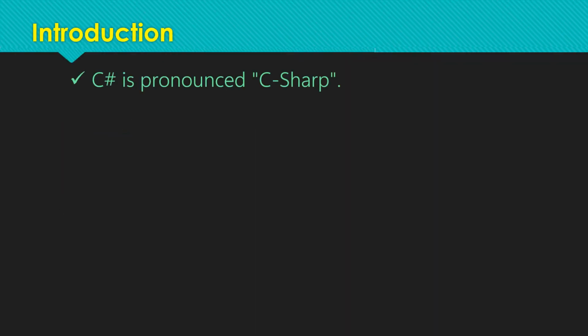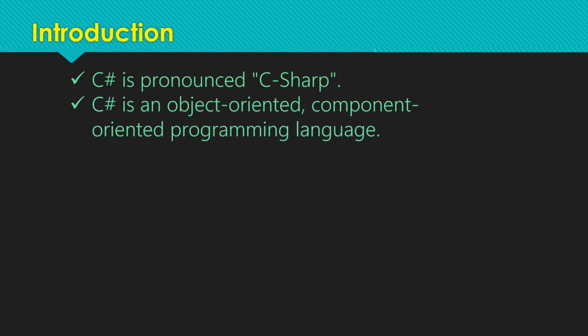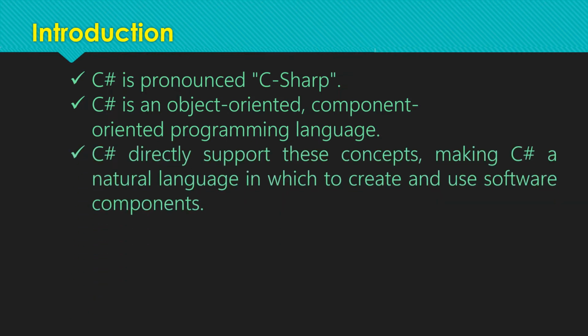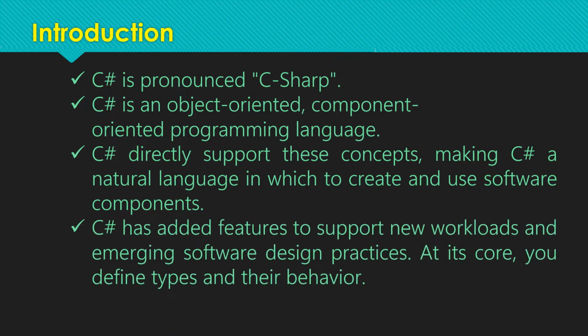Introduction. C# is pronounced as C Sharp. It is an object-oriented and component-oriented programming language. It directly supports these concepts, making C# a natural language in which you can create and use software components. It also added some features to support new workloads and emerging software design practices, so that you can define new types and their behavior.